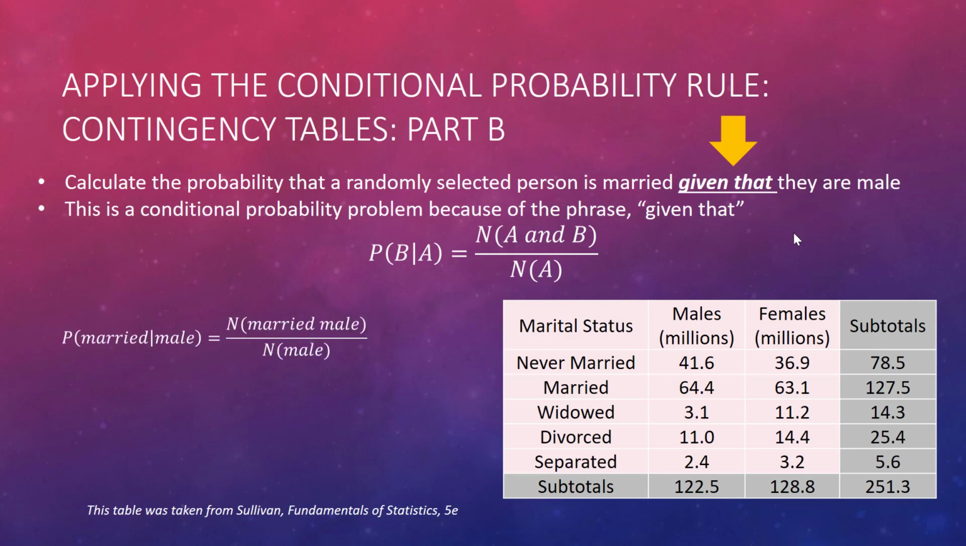Putting that into the context of this problem, the probability of a person being married, given that they are male, is equal to the number of people who are male and married, divided by the number of people who are male. From this table, you can see that the number of males who are married is 64.4 million, and the total number of males represented in this table is 122.5 million. Dividing those two numbers, we have about 0.53 or 53%.